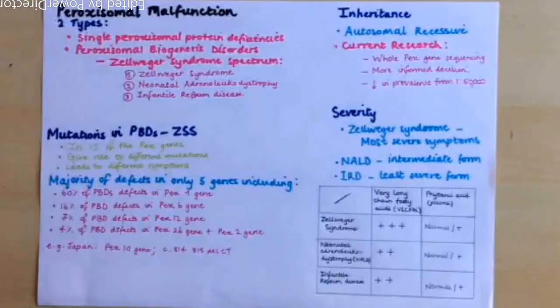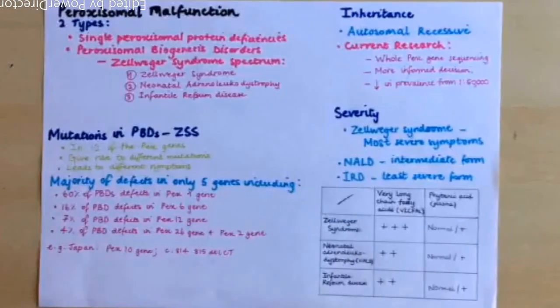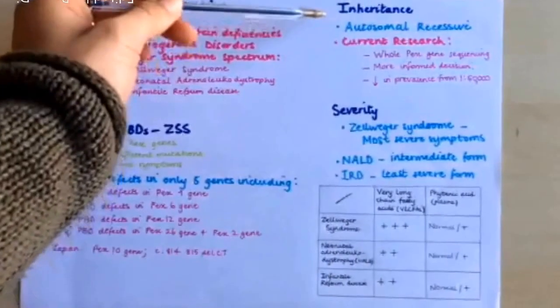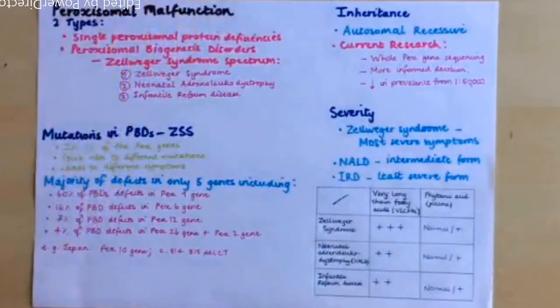The inheritance of the different peroxisomal disorders are all of the autosomal recessive manner. This means that for the offspring to be a sufferer of the disorder, both parents must be carriers and both alleles inherited by the offspring must be of the defective type.